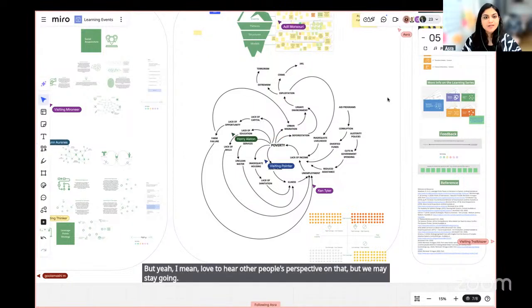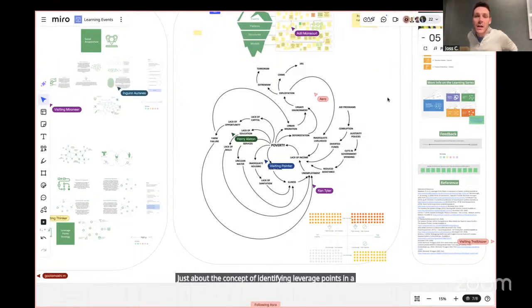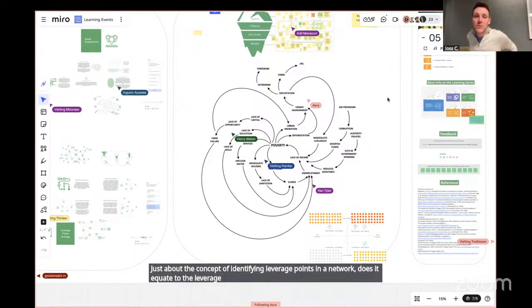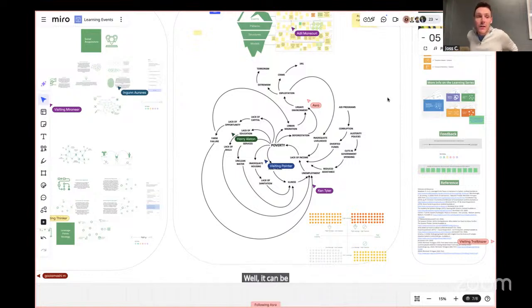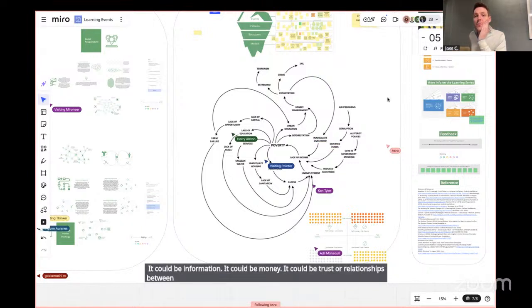Okay, just about the concept of identifying leverage points in a network: does it equate to the leverage points on information flows? Well, it can be information flows. Anything could be flowing on that network. It could be information. It could be money. It could be trust or relationships between people within a community. It could be many things flowing. So information would be one of them, and information is very important.